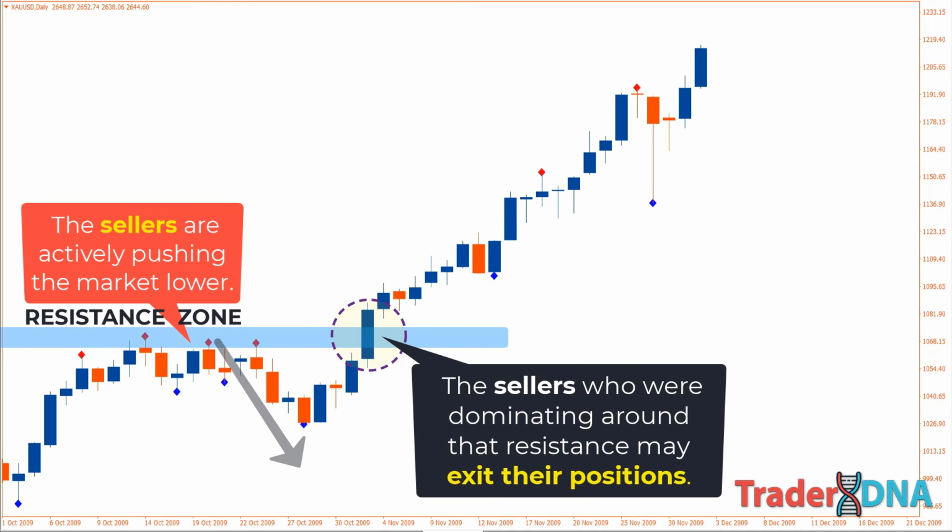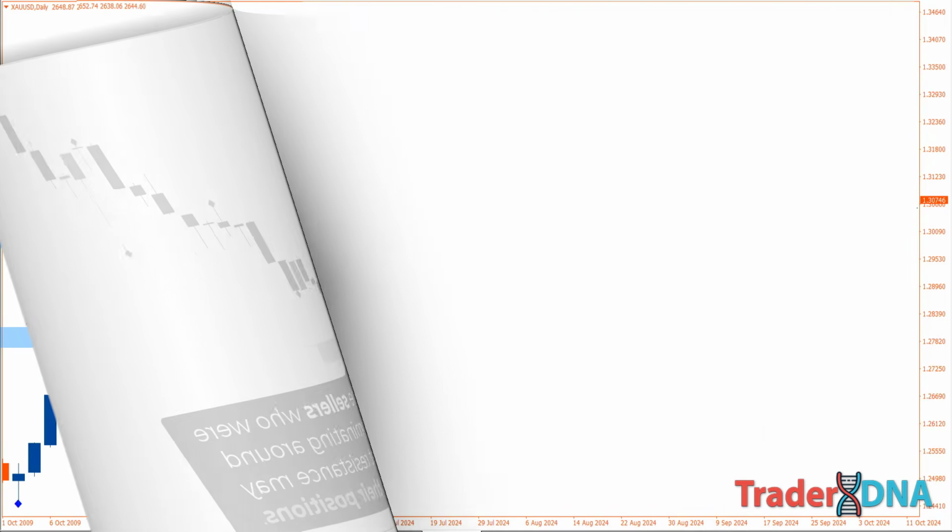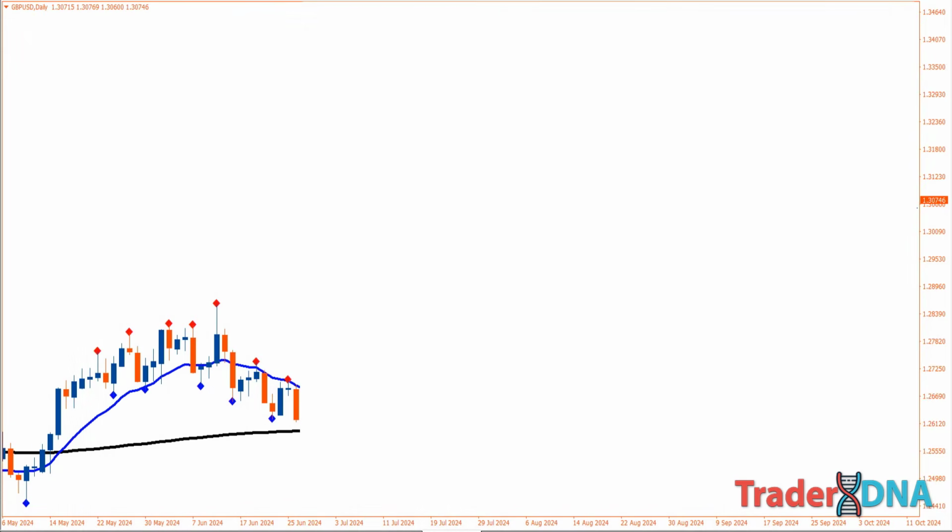Understanding how buyers and sellers interact at critical price levels is crucial for success in trading. These dynamics play a major role in shaping market movements. To make the fractal breakout strategy more effective, we can use a 200-period moving average and a 14-period moving average to identify long-term and short-term trends. The 200-period moving average is commonly used in trend-following strategies.